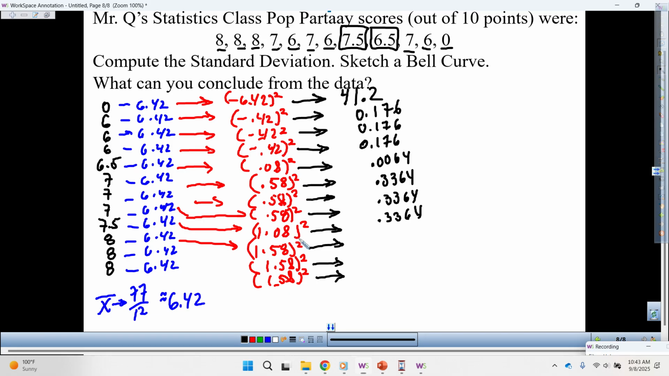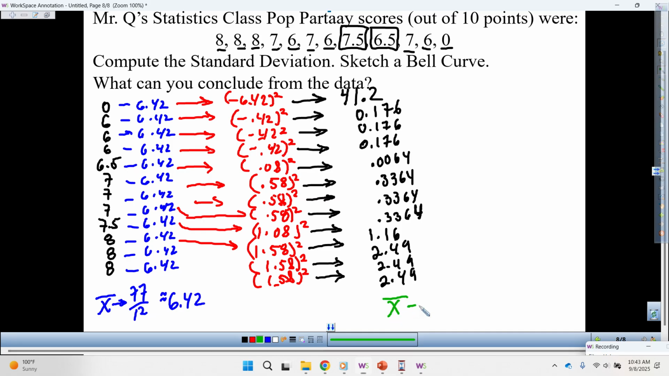Now I need 1.08 squared. Pass someone. Oh, let's pass it to Lolly. 1.08 squared. 1.16, and then we need 1.58 squared 3 times. George, 1.58 squared. 2.49, 2.49, 2.49, and we know what to do with that, right?